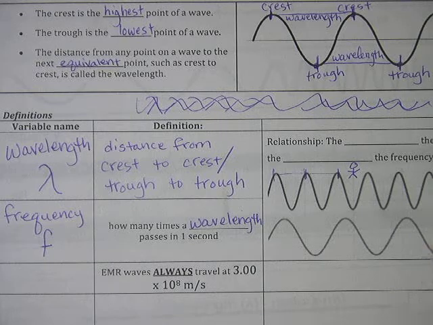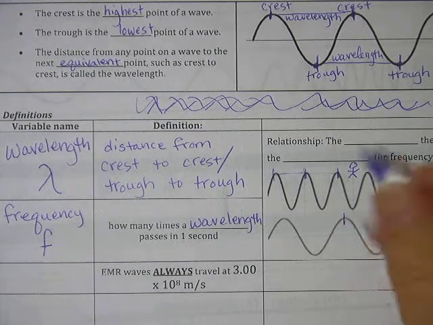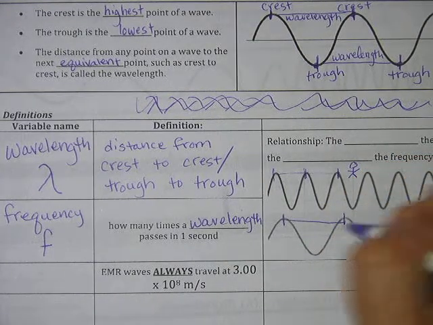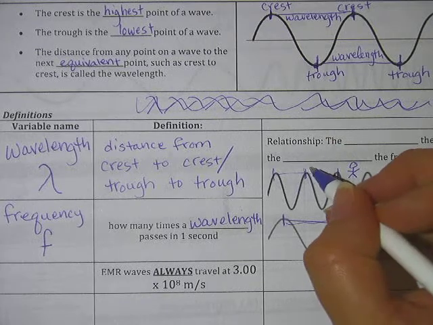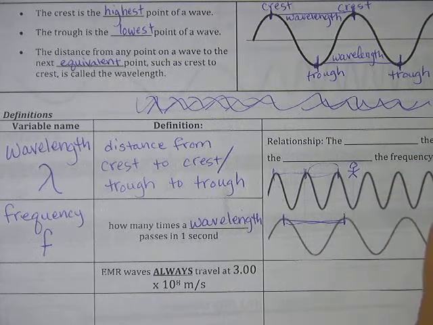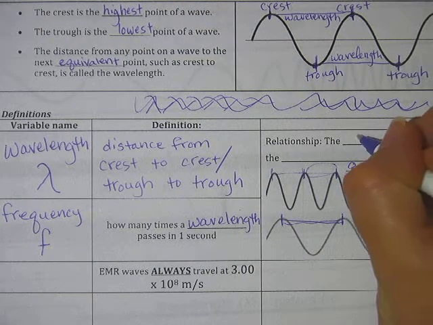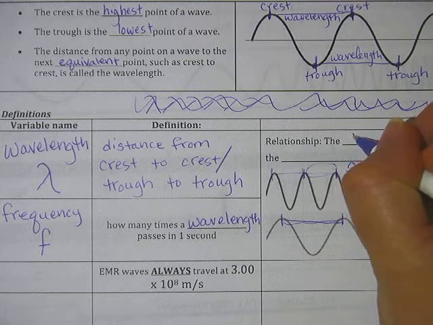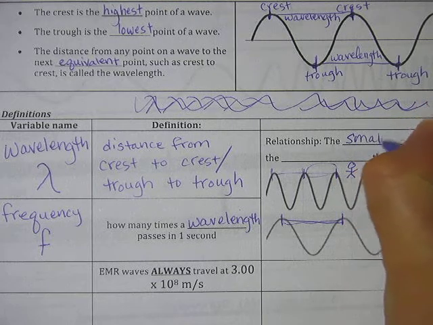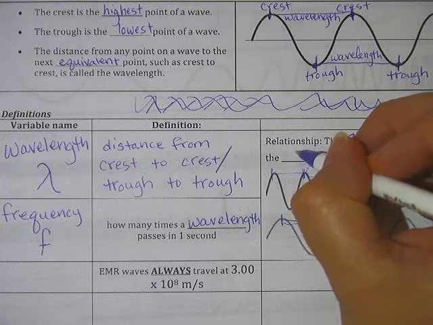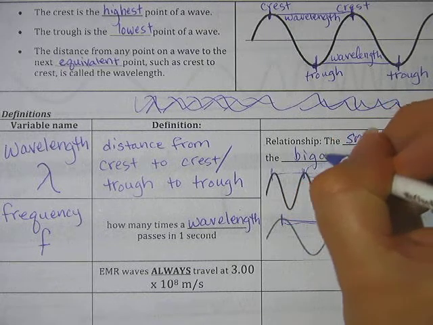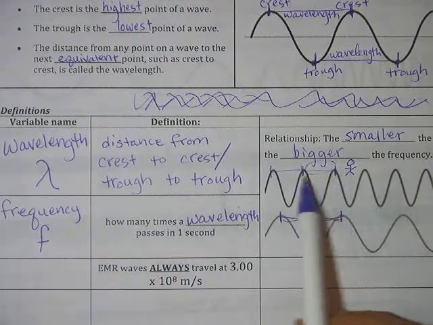And that means if the wave length is short, you're going to get more of them going by you in 1 second than if the length is long, which means that the smaller the wavelength, the bigger the frequency. Shorter waves, more of them are going to pass by you.